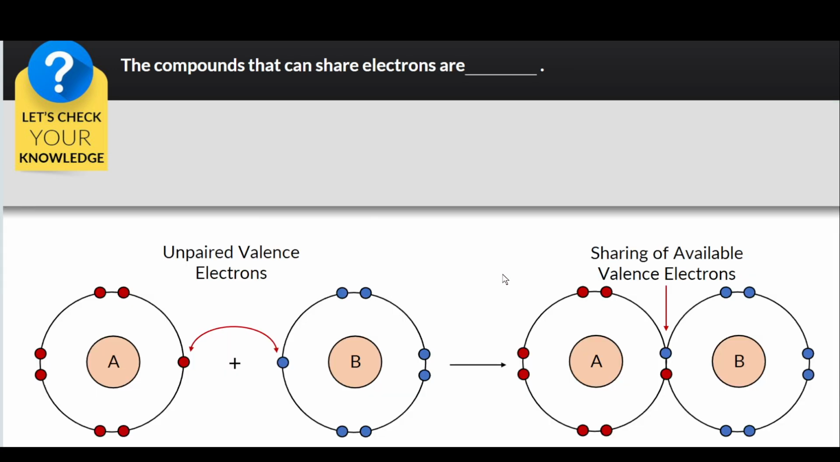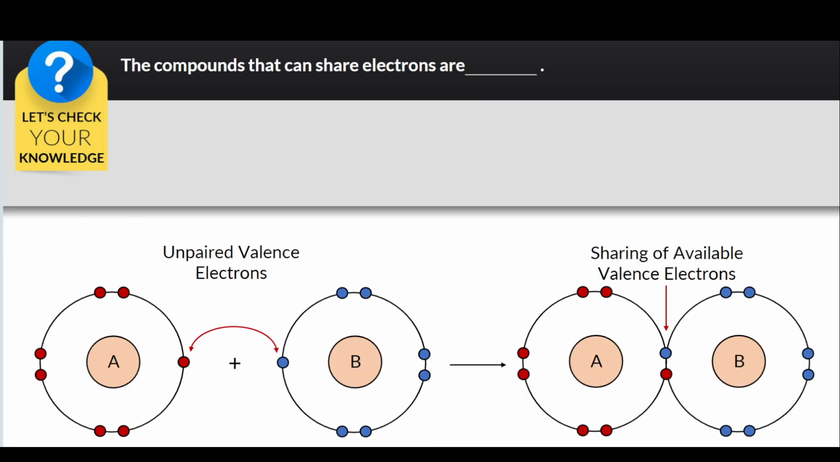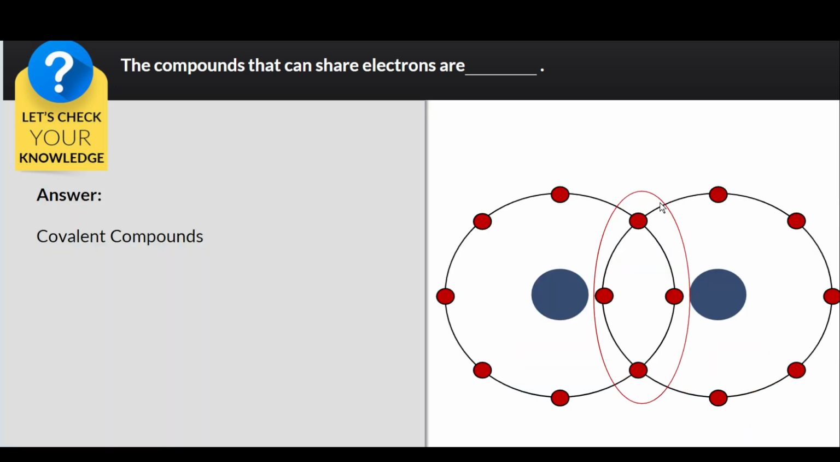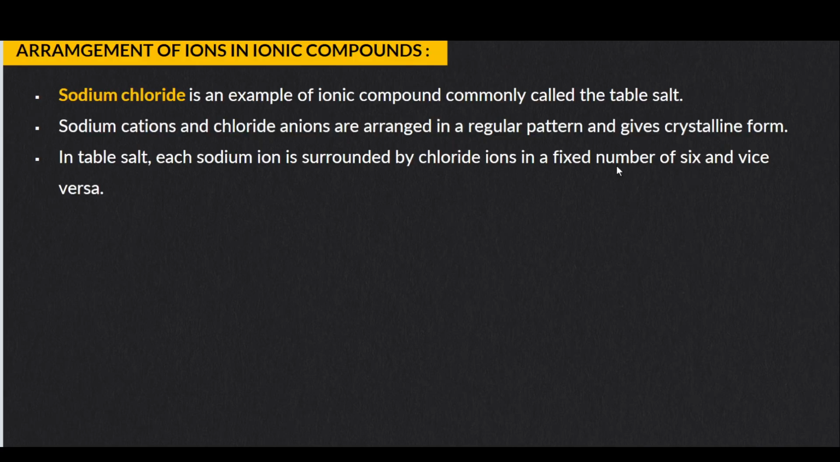Now compounds that share electrons are called covalent compounds, right? You can see here electrons are shared. They are used by both of the atoms. That's why we show it by overlapping. Which compound has the formula H2O? I mean H2O is water, right?